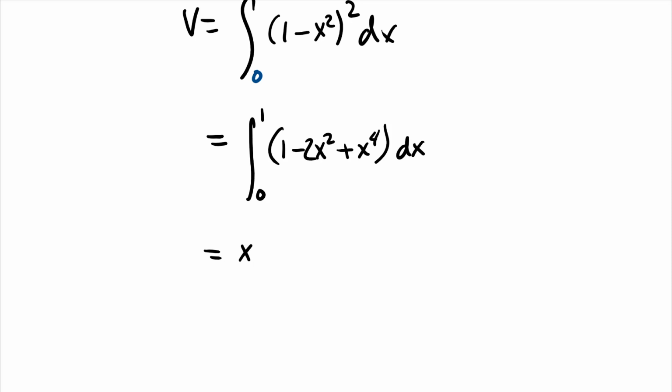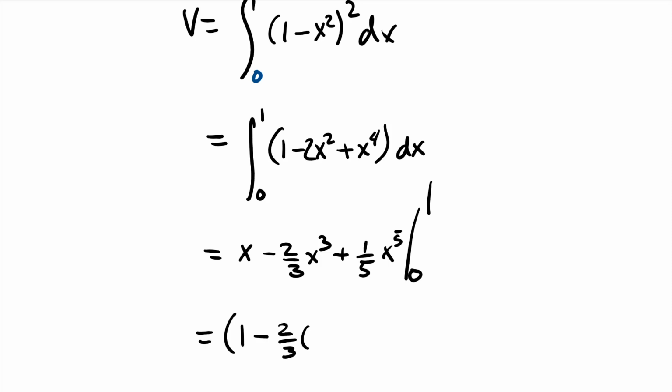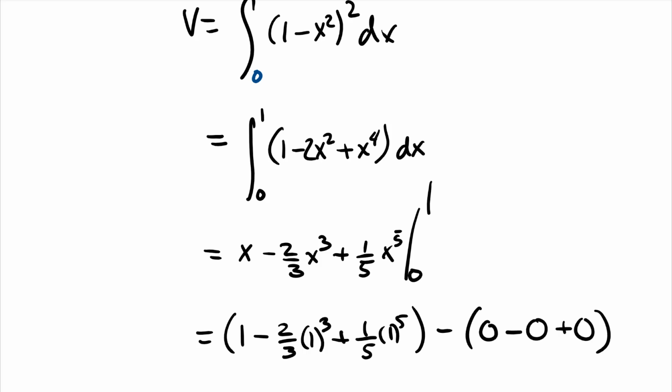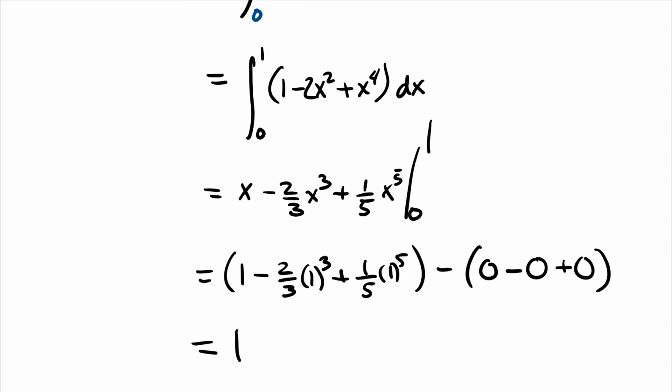And now we can find our antiderivatives, from 0 to 1. Hey, zeros are the best, right? Because that means that second part, the big F of a, just goes away. So now we have 1 minus 2/3 times 1 cubed plus 1/5 times 1 to the 5th, minus 0 plus 0. Oh, that's nice. Now it's just dealing with fractions again. So it's 1 minus 2/3 plus 1/5.